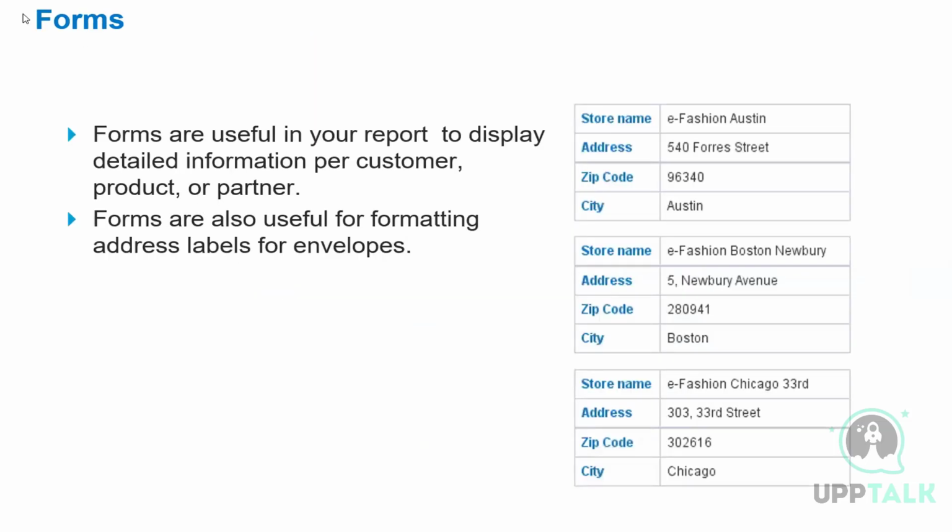We also have forms. These forms are mostly like an address kind of thing. Forms are useful in your report to display detailed information per customer, product, or partner. So it will not display any key figures or any measures. Instead, it will display more details about some customer or their address or product. It is like a visiting card kind of thing, which will mention the name, the employee ID, the phone number, address. It is like some visiting card or ID card, we can say. So that kind of representation is possible using forms. See here, forms are also useful for formatting address labels for envelopes.